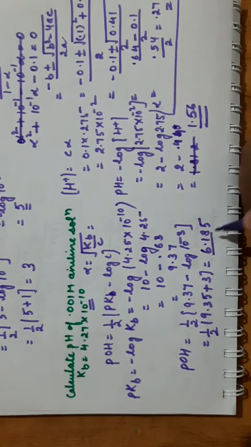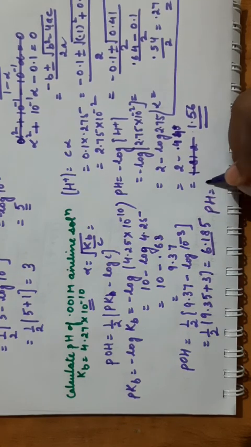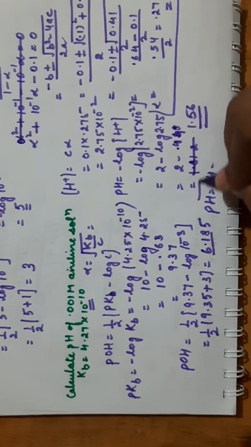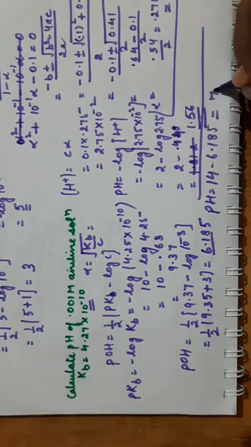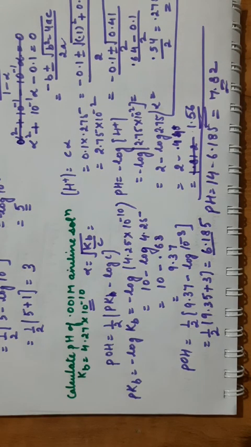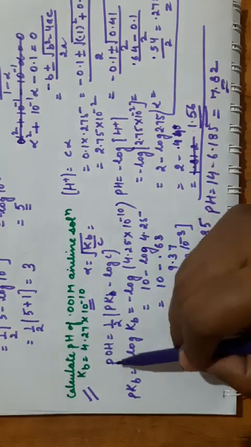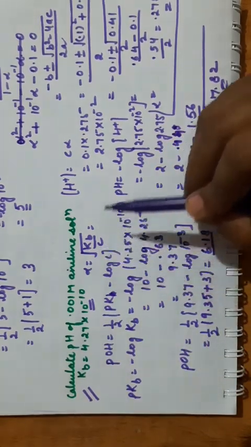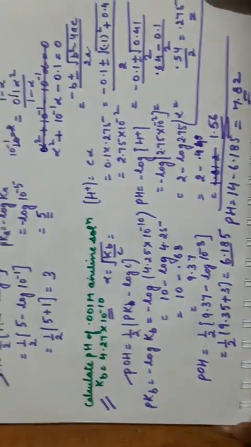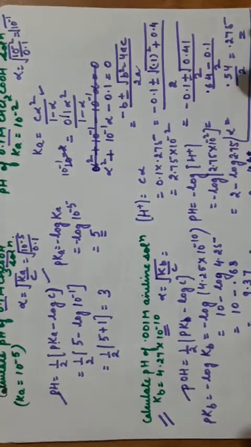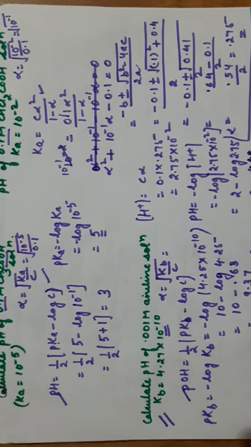So this is the pOH. Now we can calculate pH is equal to 14 minus pOH, that is 6.185. So it becomes approximately 7.82. Clear? So in this way we can solve for base. If alpha can be neglected, then we will use this approximation formula. If alpha cannot be neglected, then we have to use the quadratic equation. So that's all in this session. I hope you have understood how to calculate the pH of weak acids and bases. That's all. Thank you.